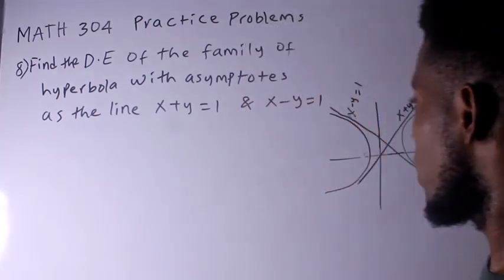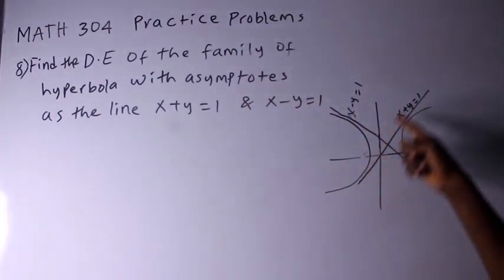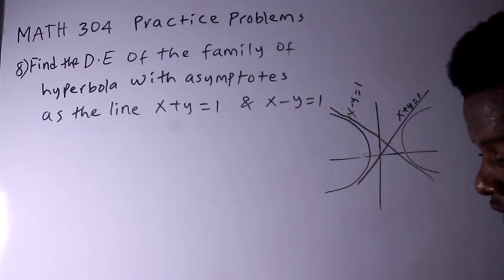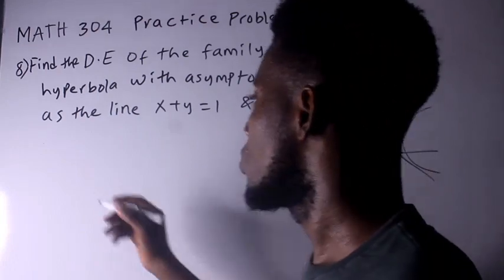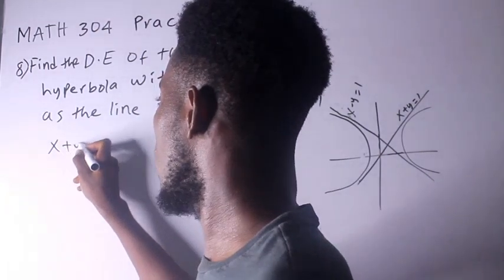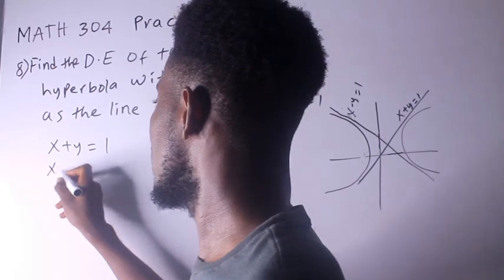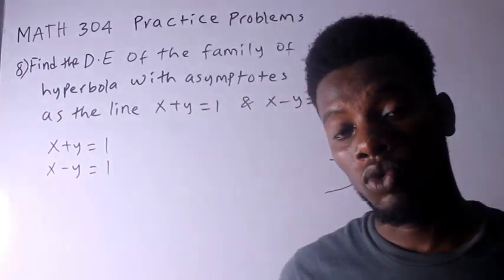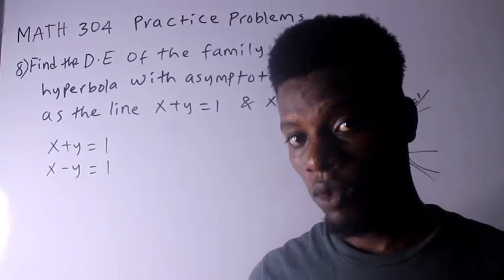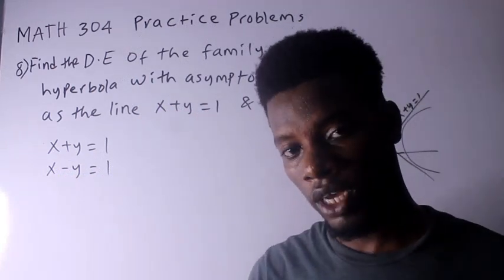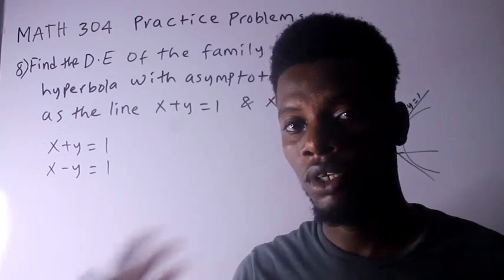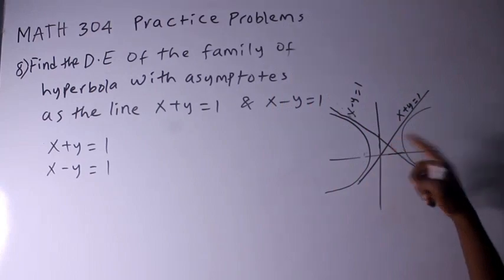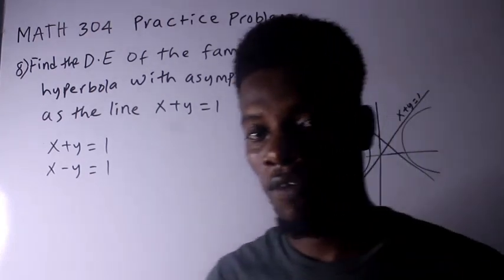So the first thing we do is we want to find the point of intersection of these two asymptotes. This is 1 and this is 1. So the point of intersection will give us the center of the hyperbola. So we take x plus y equal to 1, and we take x minus y equal to 1. To find the point of intersection, we solve the two equations simultaneously. Once we solve the two equations, the solution to the simultaneous equation will be the intersection of these two lines. And the intersection will give us the center of the hyperbola.